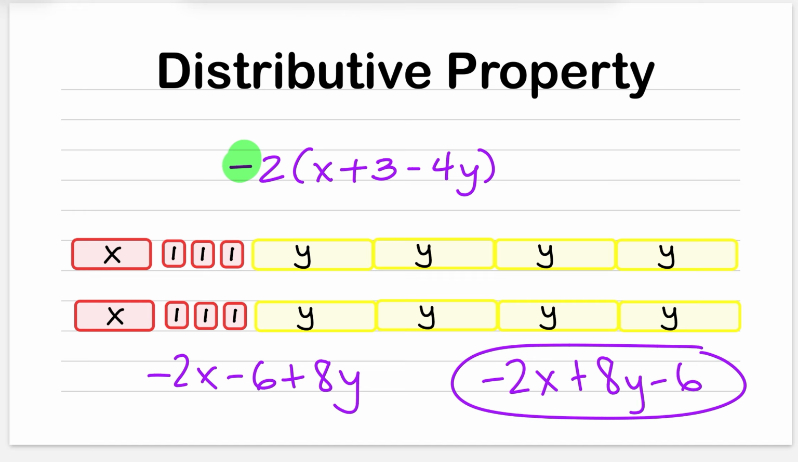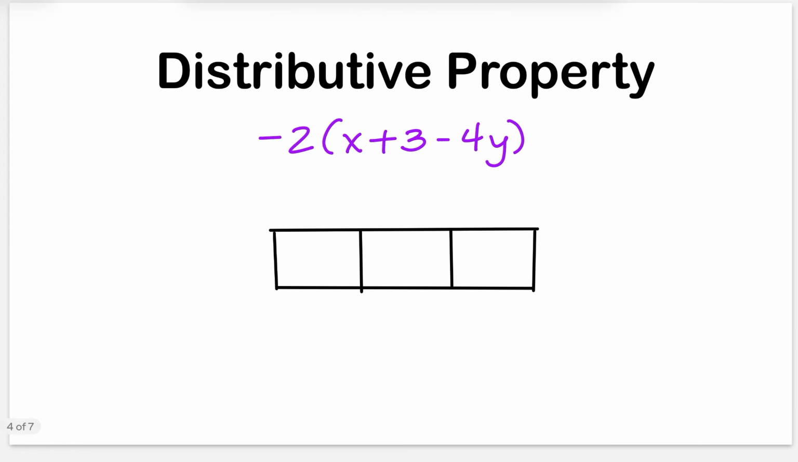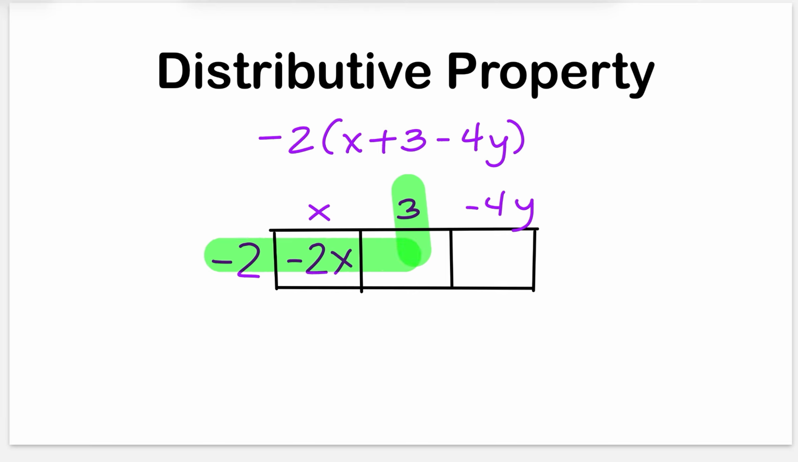Let's take a look at it using the array method. Using the array method, I'm going to put the negative 2 in front, and then each one of the terms inside the parentheses is going to go above the array. I'm going to multiply the x and the negative 2 to get negative 2x. I'm going to multiply the 3 and the negative 2 to get negative 6.